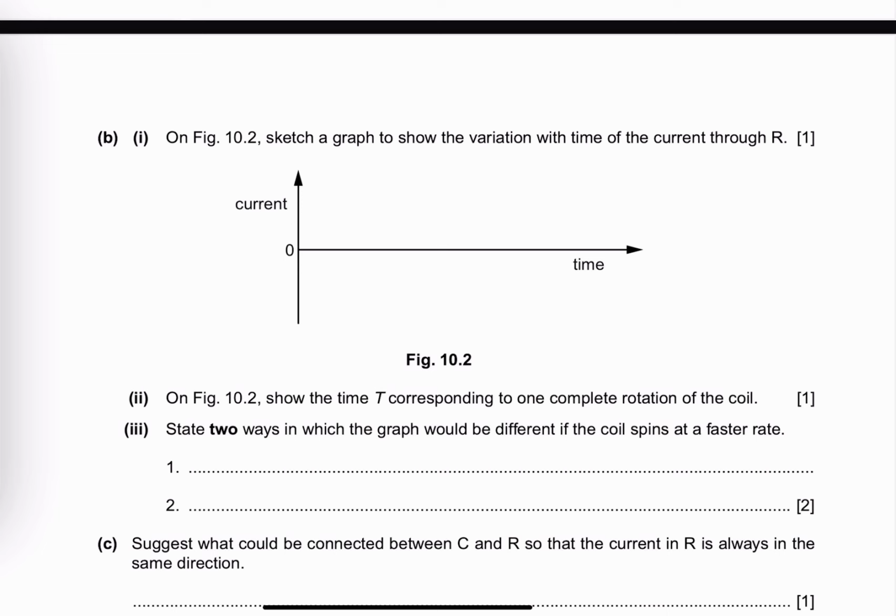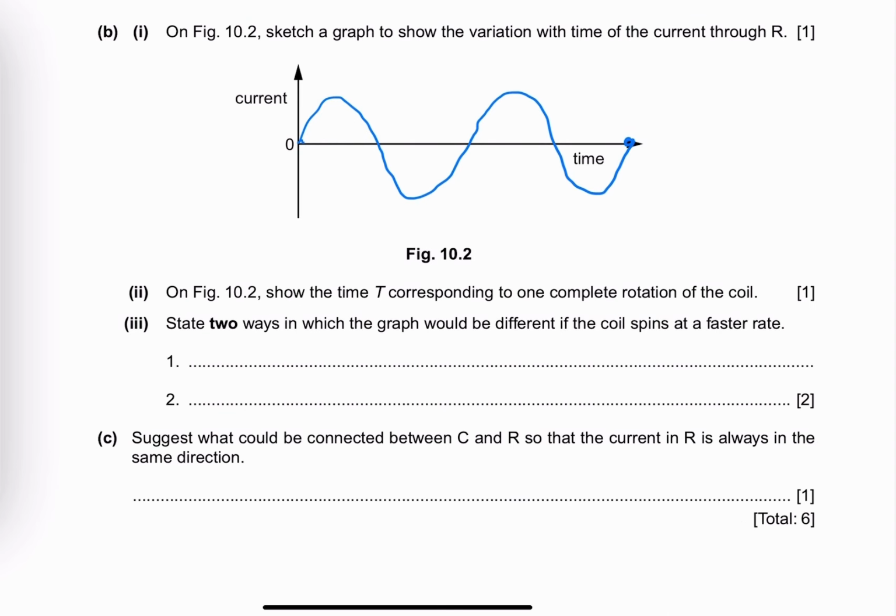So we can start from 0 as well, and this is 1 cycle and this is 2 cycles. Okay, so I have drawn 2 cycles of the current. State 2 ways in which the graph would be different if the coil spins at a faster rate.